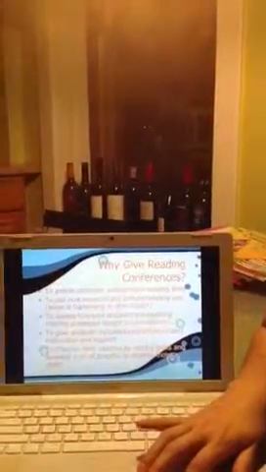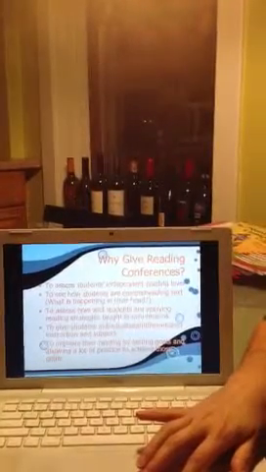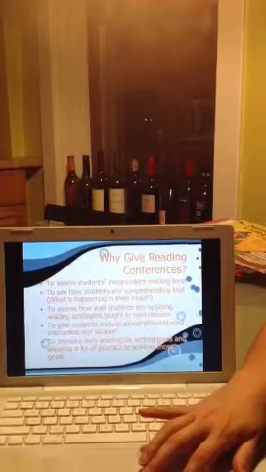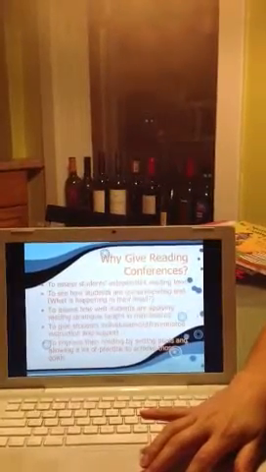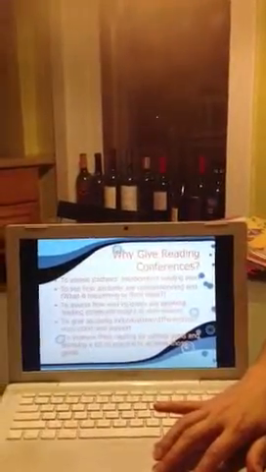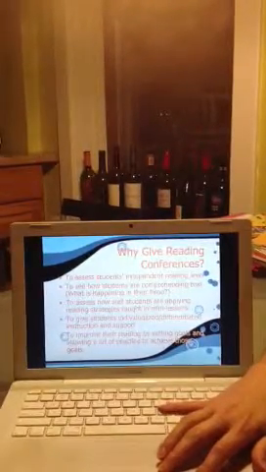Now that we know what students are doing as they read, how can these reading conferences help propel their reading? Reading conferences help assess students' independent reading level. They're used to see how students are comprehending text, to see what's going on in their head as they read. They're also used to assess how well students are applying reading strategies taught in mini lessons, and to give students individualized or differentiated instruction and support. Finally, they're used to improve their reading by setting goals and allowing a lot of practice to achieve those goals.